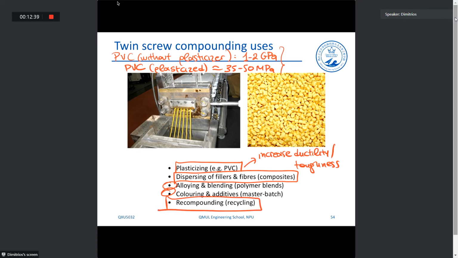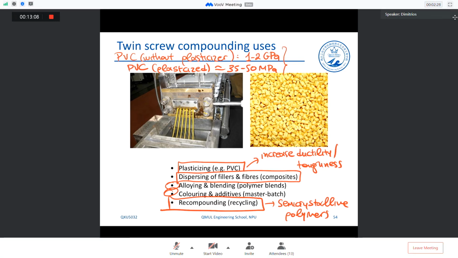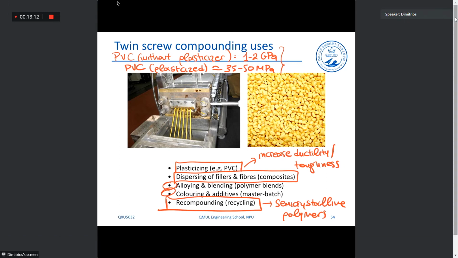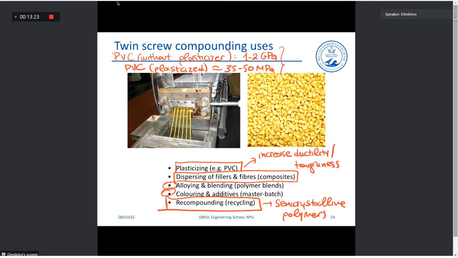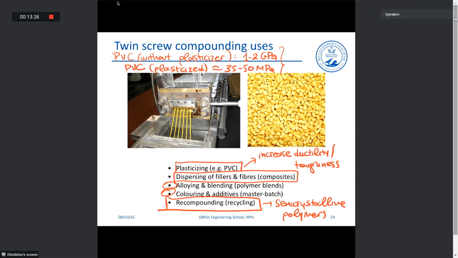We said that the advantage of semi-crystalline polymers, and polymers in general, is that if we have a failure of the polymer, we can remelt it and reprocess it because we can recrystallize our material as many times as we want. Can anyone tell me which are the materials that cannot be recycled by recompounding or reprocessing? Which family of polymers cannot essentially be reprocessed as a result of their structure?